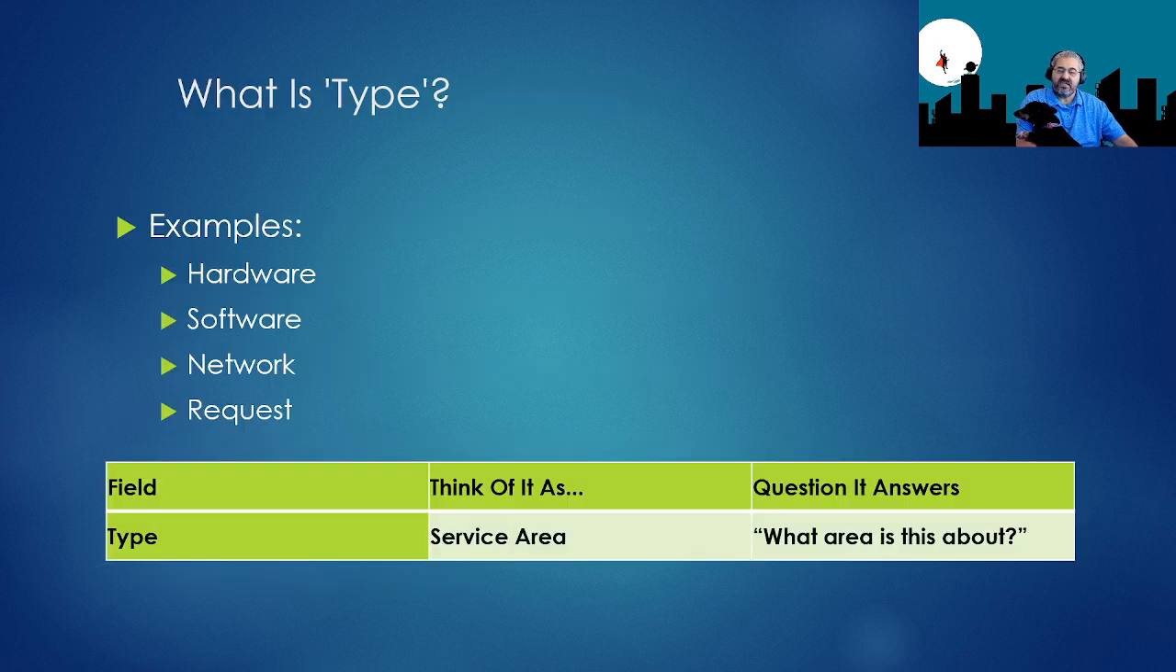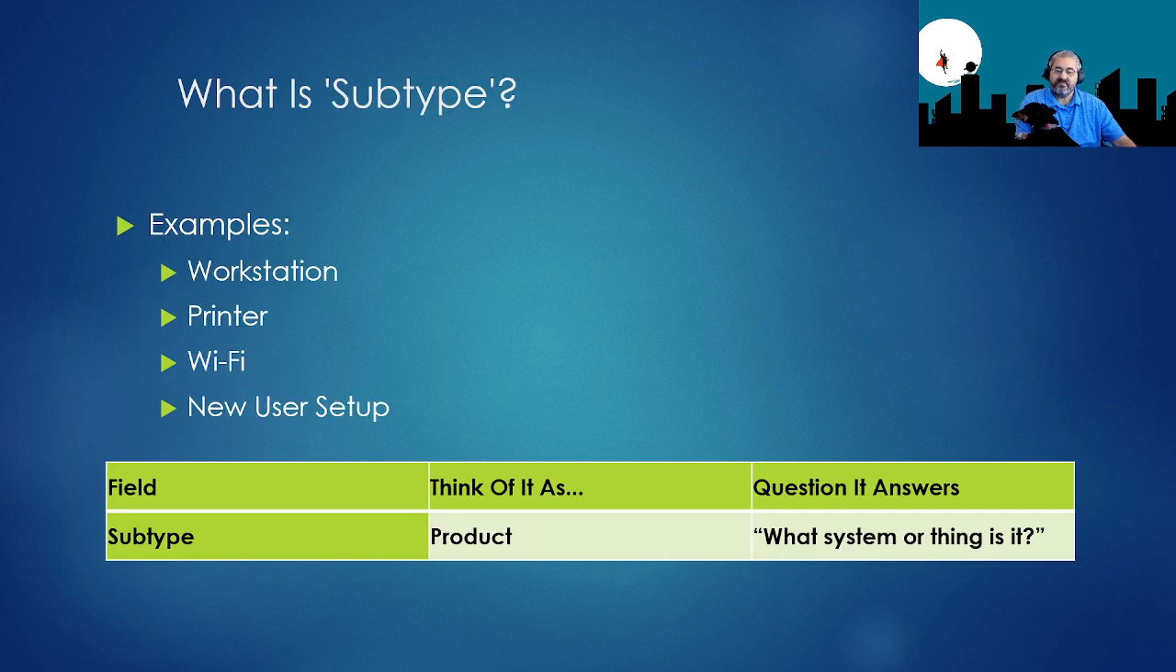So let's look at examples. Type: very broad, should be a very small list of items that we support. What area is this about? Is it software? Is it the network? Is it hardware? And then the subtype is specifically what is wrong, what system are we going to be working on? We're working on the Wi-Fi. We're going to do a new user setup. We're working on a workstation or a printer.